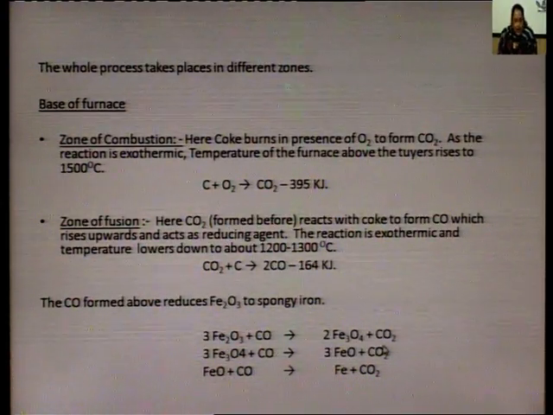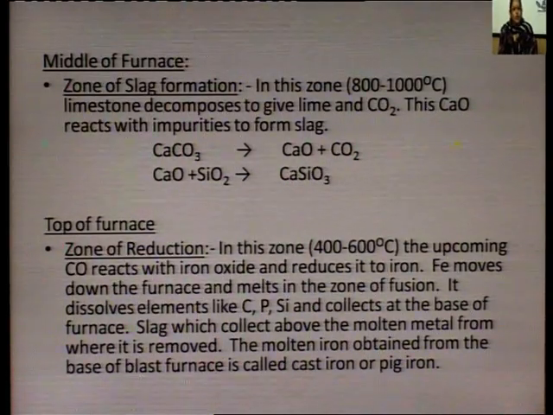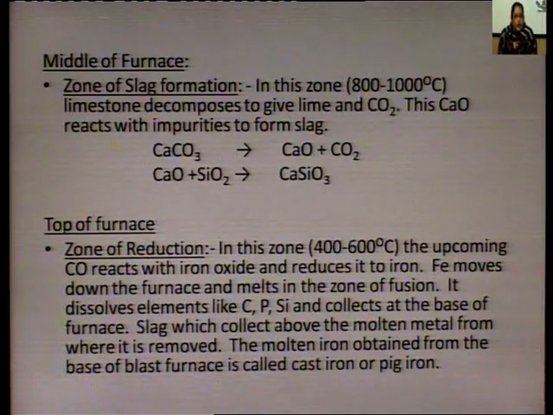Now, we will come to the next zone. The third zone is the zone of slag formation. As we know, slag is formed by the combination of the impurities and the flux, and we have introduced the flux at the top of the furnace. The flux added is limestone, and limestone is calcium carbonate. In this zone the temperature is approximately 800 to 1000 degree centigrade. So, what happens in this zone?